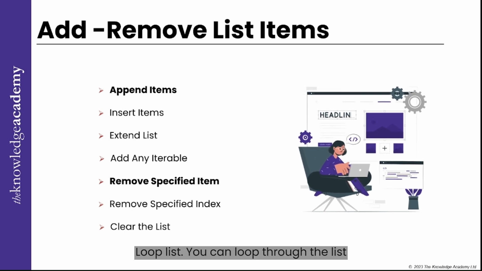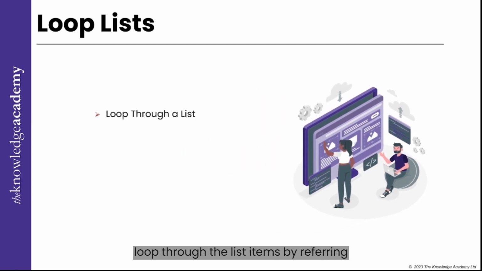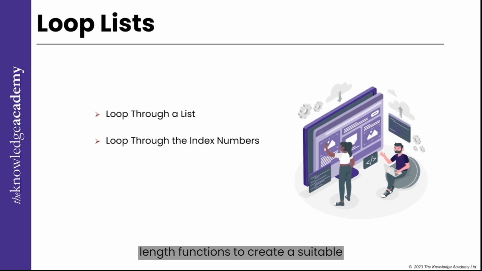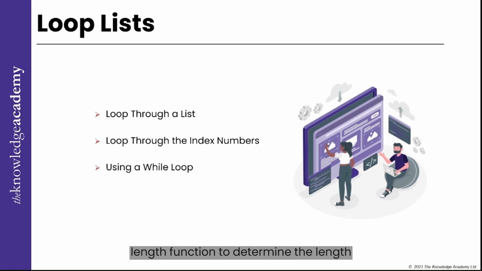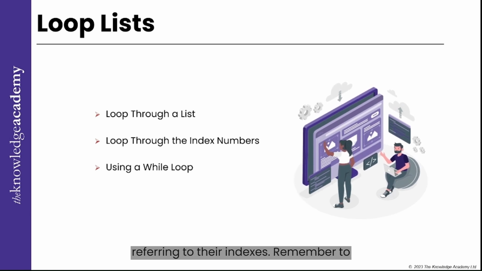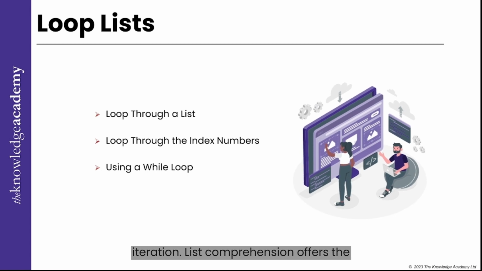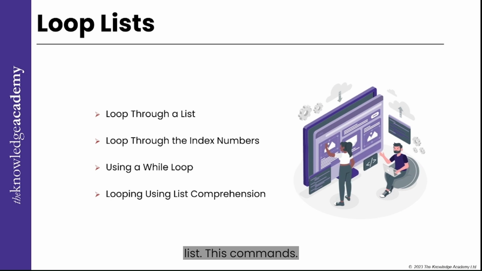Loop lists. You can loop through the list items by using a for loop. You can also loop through the list items by referring to their index number. Use the range and len functions to create a suitable iterable. You can loop through the list items by using a while loop. Use the len function to determine the length of the list, then start at 0 and loop your way through the list items by referring to their indexes. Remember to increase the index by 1 after each iteration. List comprehension offers the shortest syntax for looping through lists.